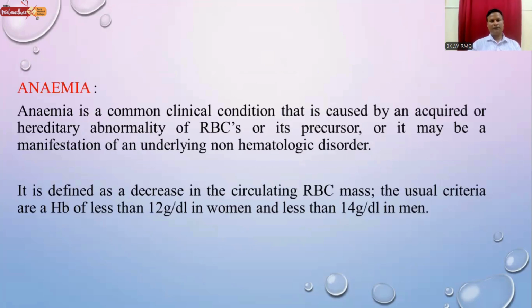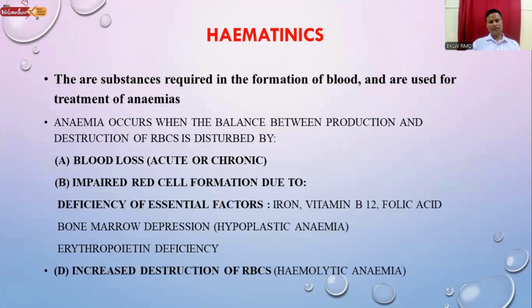Coming to introduction, what is anemia? Anemia is a common clinical condition that is caused by an acquired or hereditary abnormality of RBCs or its precursors, or it may be a manifestation of an underlying non-hematologic disorder like nutritional deficiency of iron. So it is defined as decrease in circulating RBC mass, and the usual criterion to label anemia is hemoglobin percentage less than 12 gram per deciliter in women, and less than 14 gram per deciliter in men, then we can call it anemia.